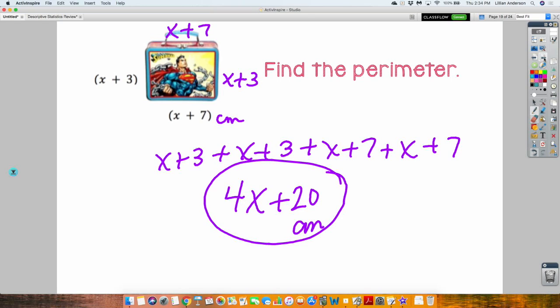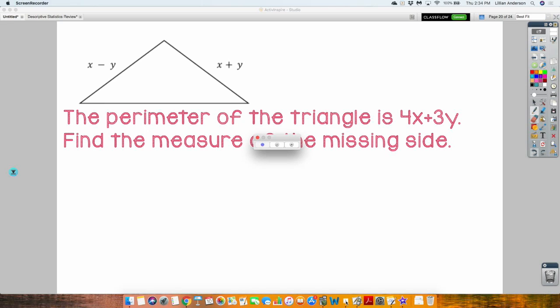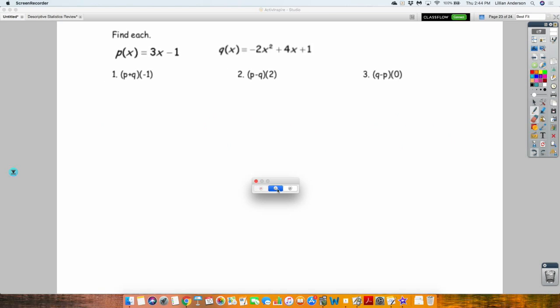All right, clear your desk. What about this? The perimeter of the triangle is 4x plus 3y. Find the measure of the missing side. Taking it up a step. This here is still doing operations, but this time we're actually finding a value for it.